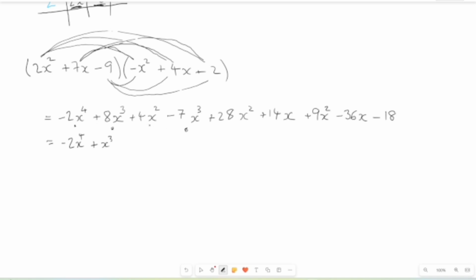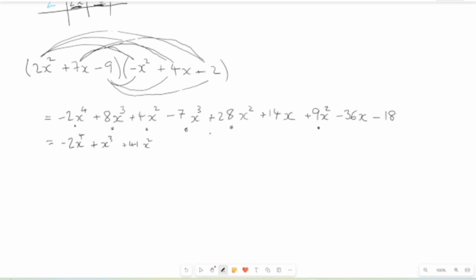Now we've got 3 of these. We've got plus 4 here, and we've got 28 here. So 28 add 4 is 32. And then we've got plus 9 here. And 32 plus 9 is 41. It's all positive, so plus 41x squared.